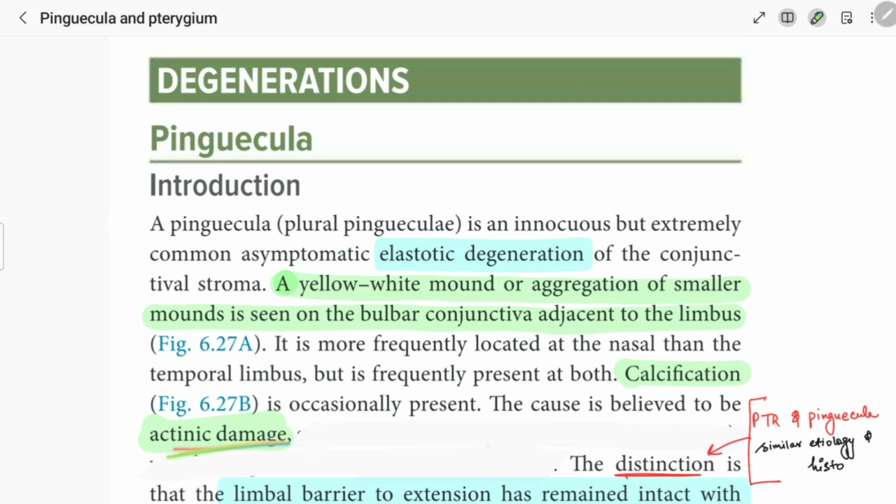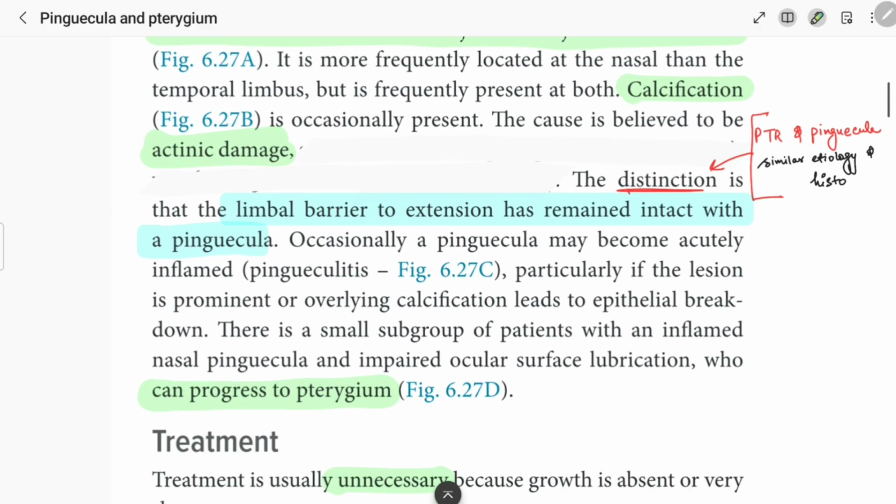Now, a point to be noted here is that both pterygium and pinguecula have similar etiology and histology. In pterygium also, the cause is believed to be actinic damage, and thus there's an increase of fibroblasts seen on histology due to actinic damage. So the differentiating point between pterygium and pinguecula is that the limbal barrier to extension has remained intact with pinguecula. That is, the pinguecula will never extend beyond the limbus.